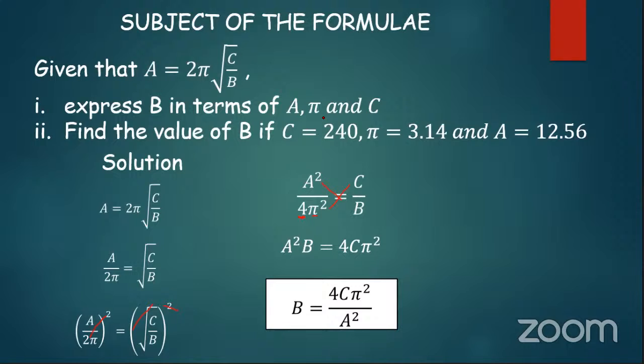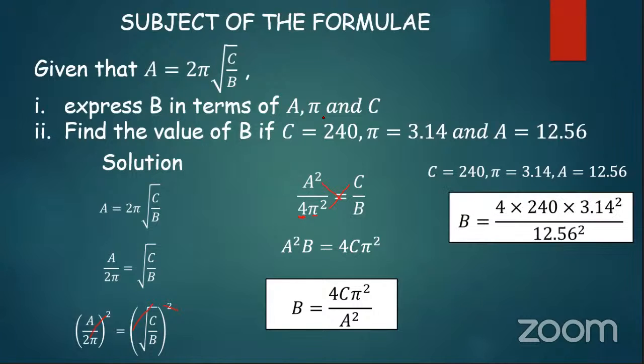After that we shall now say C is 240, pi is 3.14, and A is 12.56. So we substitute those values in the equation. B is equal to 4 times 240 times 3.14 squared, divided by 12.56 squared. So those who have calculators give us the answer.